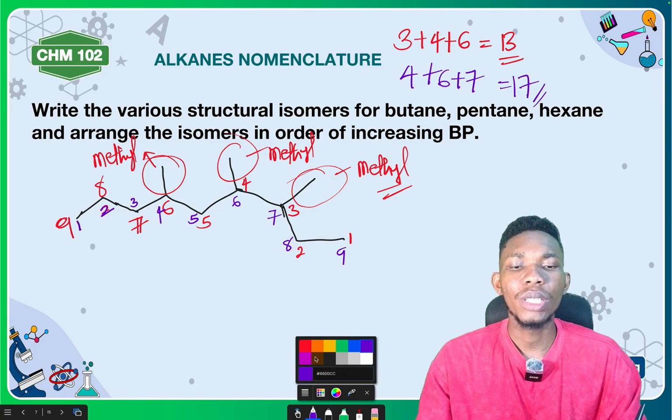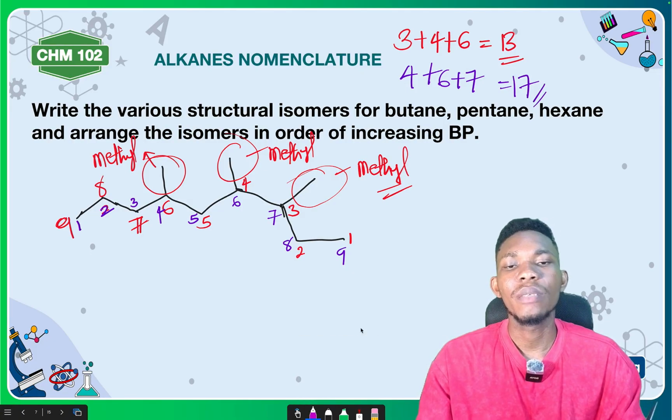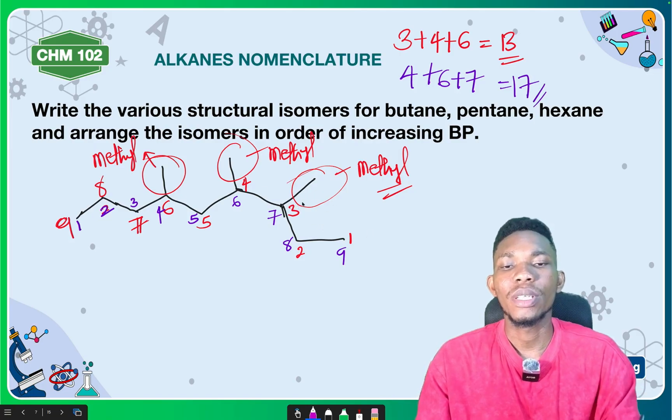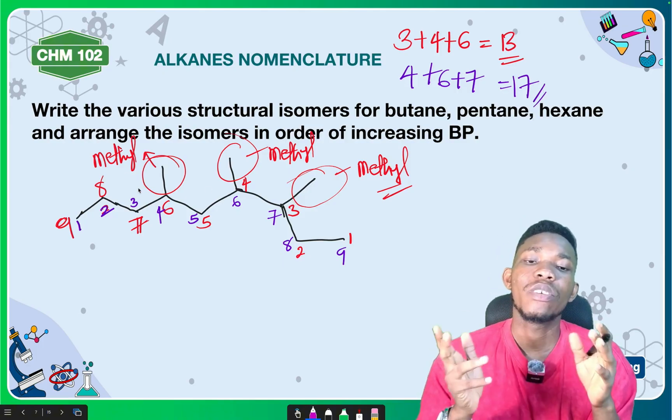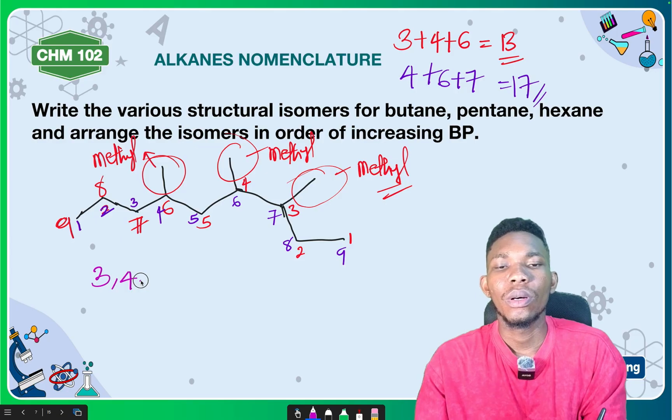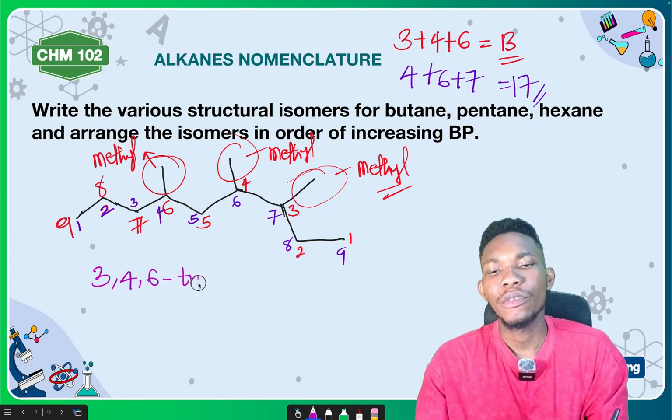So what do you think will be the name of this compound? It's a very simple compound. We already know where the substituents are. There are 3 substituents at position number 3, 4, and 6. And they are all methyl substituents. Now, because they are all methyl substituents, you use tri. So here it gives us 3, 4, 6, and then you have trimethyl.